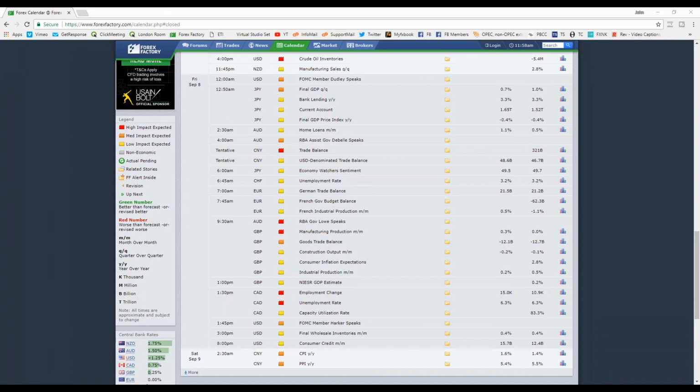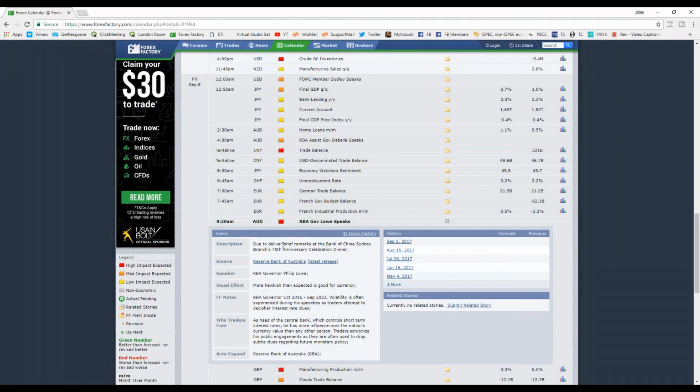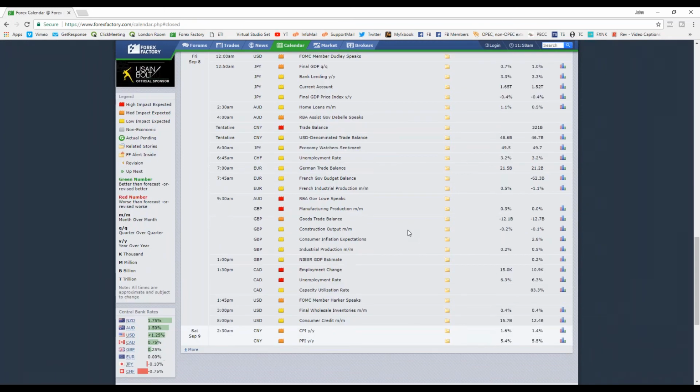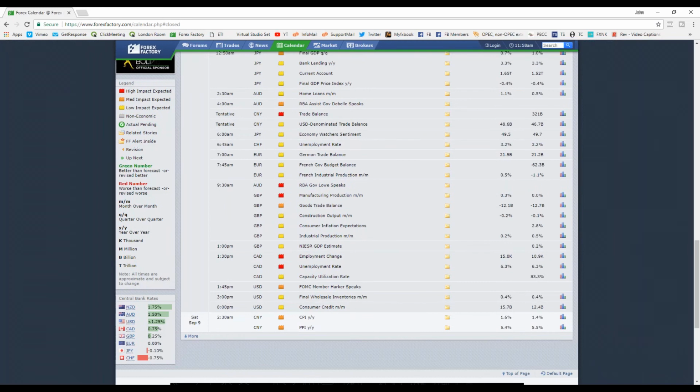We can see we have Governor Lowe speaking on Friday at 9:30. Let's just have a quick look, see what it is. So he's talking at a dinner, so it can move the market, but with the interest rate this week, I would suggest that it's probably likely to pass uneventfully.